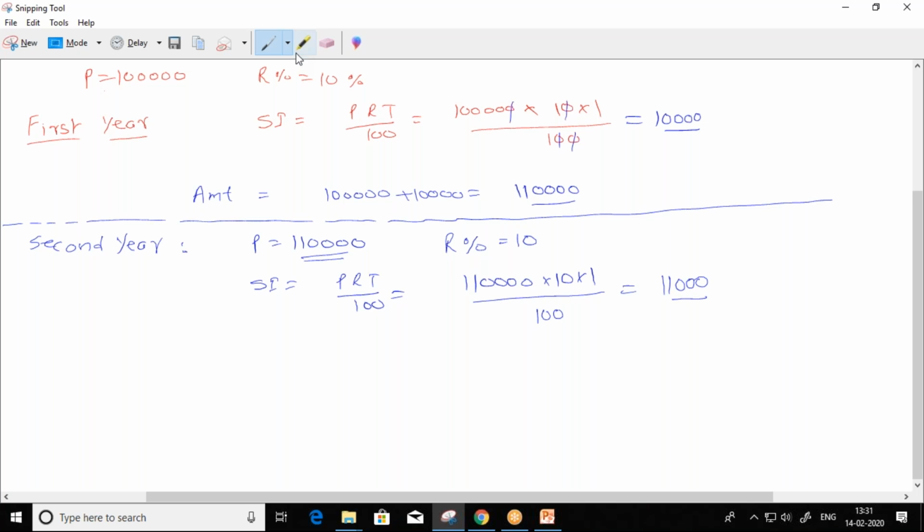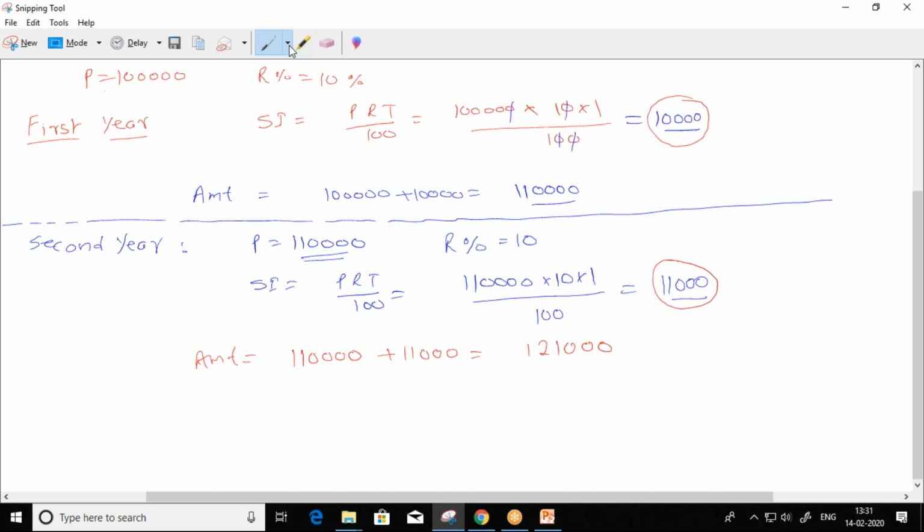Now you can see if this were the case of simple interest, it would have been only 10,000. But 10,000 is for the first year, and for the second year, it is coming to 11,000. So what is the amount at the end of the second year? Amount at the end of the second year would be 1 lakh 10,000 plus this 11,000 that we earned as interest now. So total is going to be 1 lakh 21,000, right?